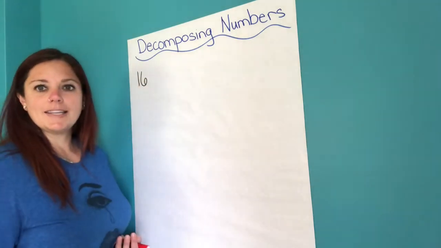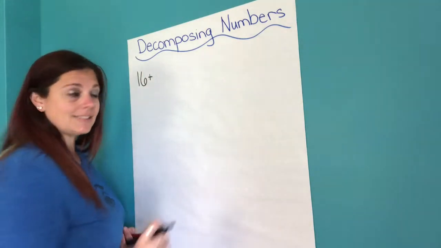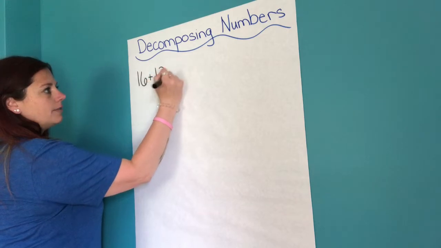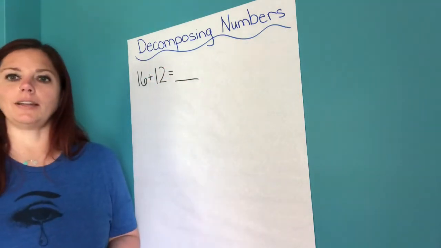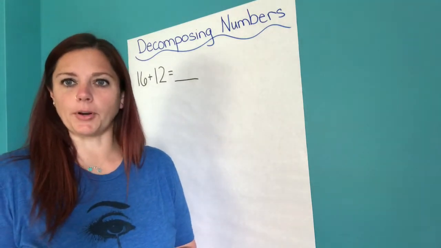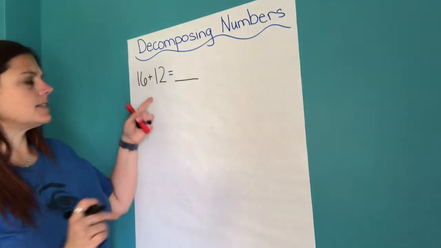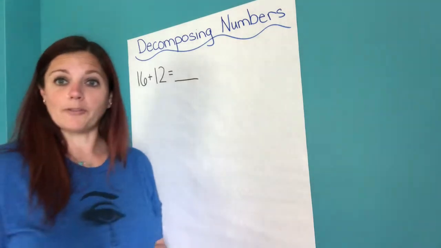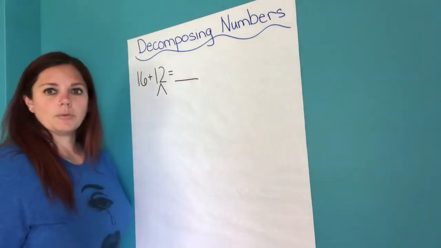What's that number? 16 plus 12 equals blank. Now, we've been working on breaking down the smaller number into tens and ones. So I have 16 plus 12. What is the smaller number there? 12. So I'm gonna start my number bond from 12.